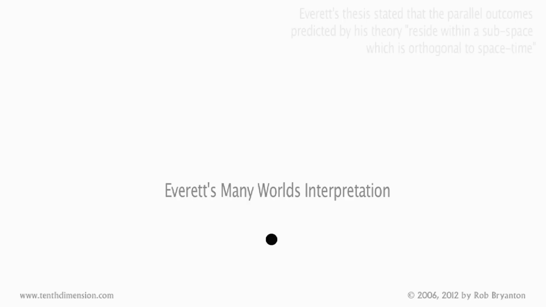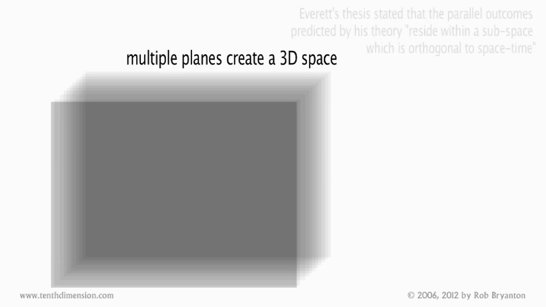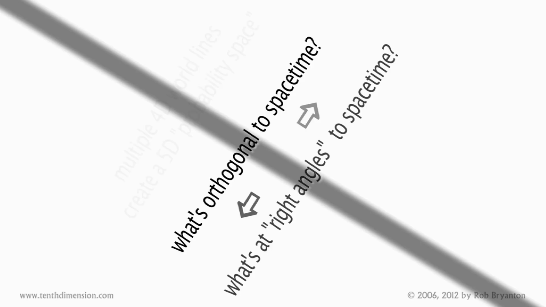It was Everett who showed us that these parallel outcomes reside within a space which is orthogonal to space-time, and the versions of the universe that we don't observe are just as real as the ones we do. What's orthogonal or at right angles to space-time? With this project, this leads us to the conclusion that Everett's many worlds reside within the fifth dimension.